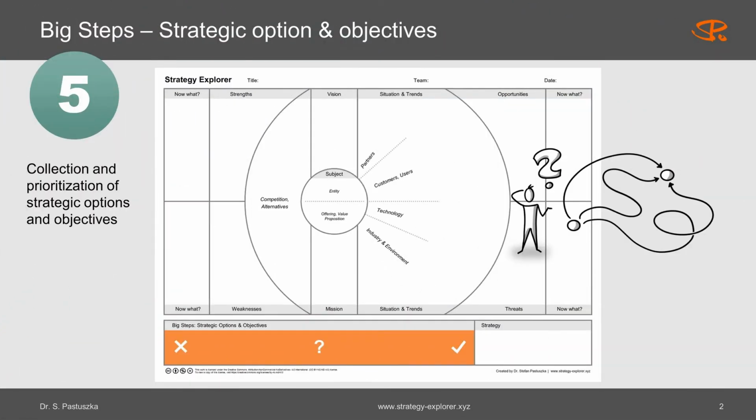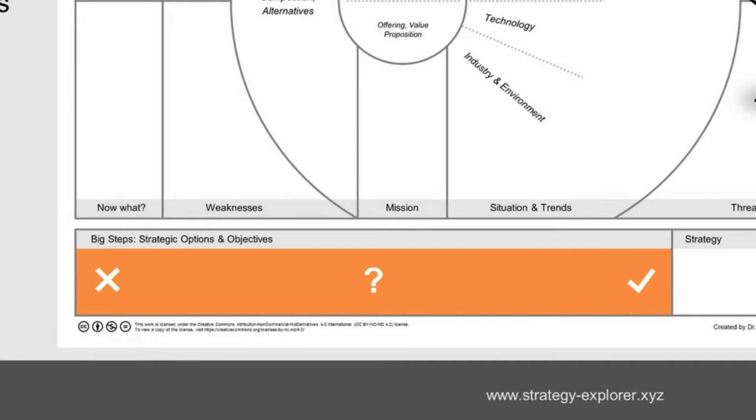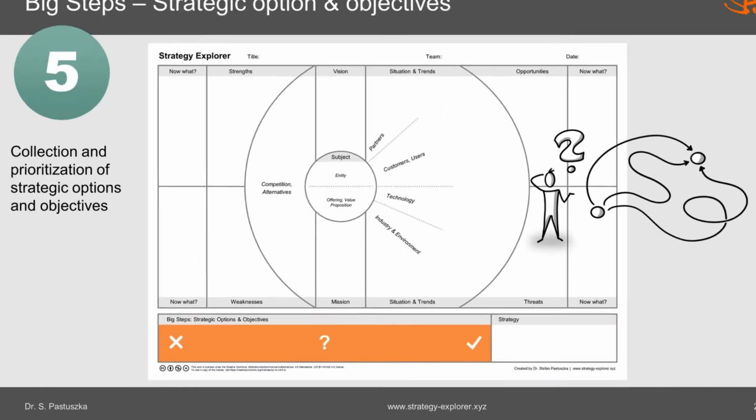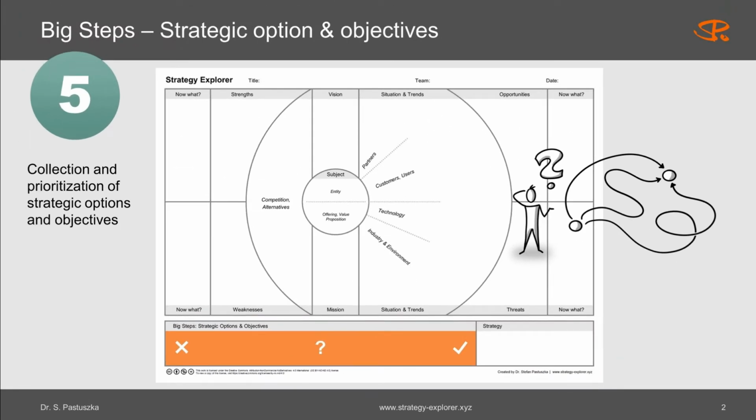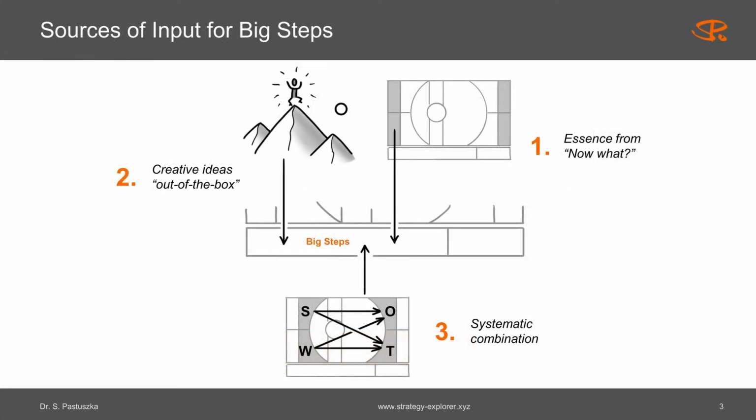In the Strategy Explorer, the field Big Steps, Strategic Options and Objectives is used to collect and prioritize the significant moves that should be considered. This activity builds on the previous work and can be enriched with additional out-of-the-box thinking. The content we are looking for are qualitative goals, measures and action fields of sufficiently strategic level. It can be generated in 3 different ways, as described in the graphic.